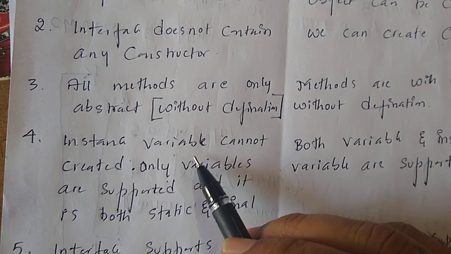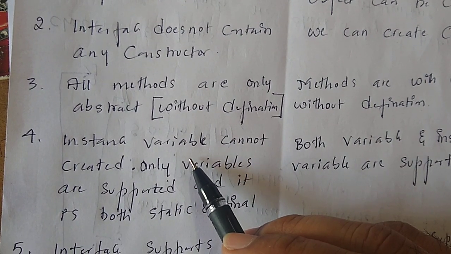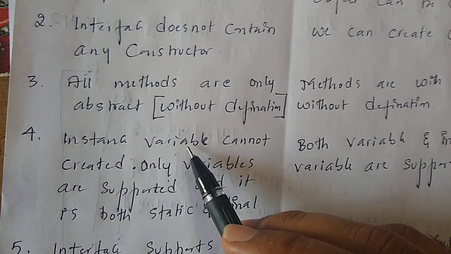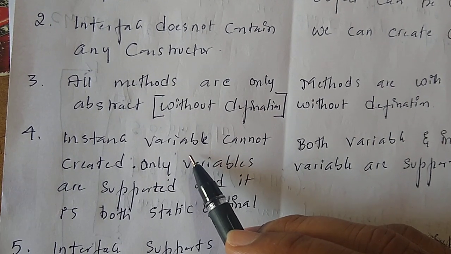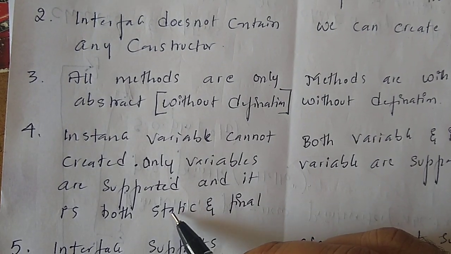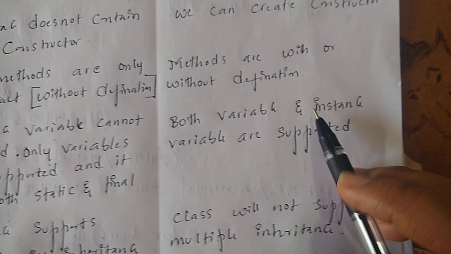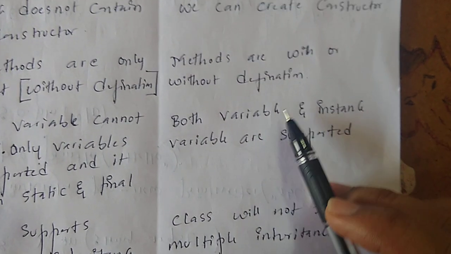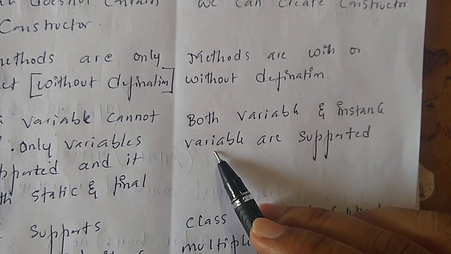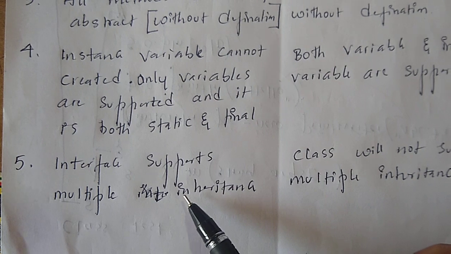Instance variable cannot be created for interface. Suppose I can create only a variable, but that variable is also static and final. Okay. So if you come to a class, I can create both variable as well as instance variable. What is the meaning of instance variable? Data member. Okay. So the last difference is interface will support multiple inheritance.